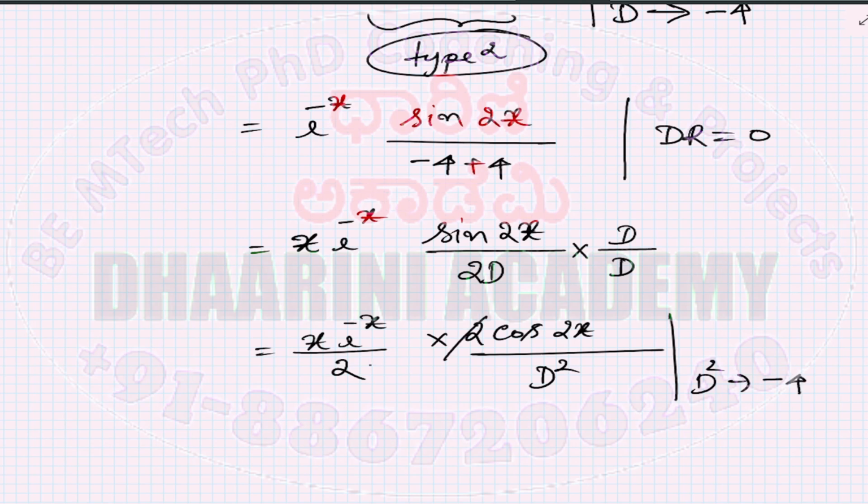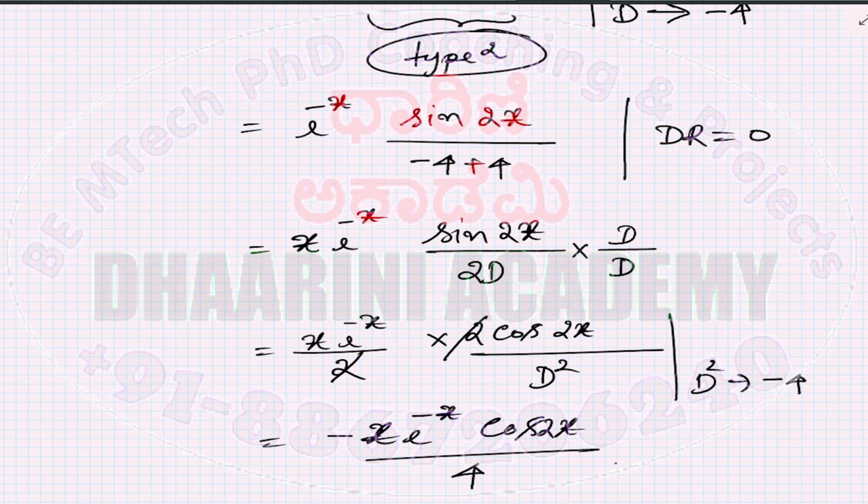So this 2 and 2 get cancelled. So the denominator is minus 4 now. So this is minus x into e to the power minus x into cos 2x, whole divided by 4. The minus I have already written, so that's why the denominator is written as positive. So this is the yp.